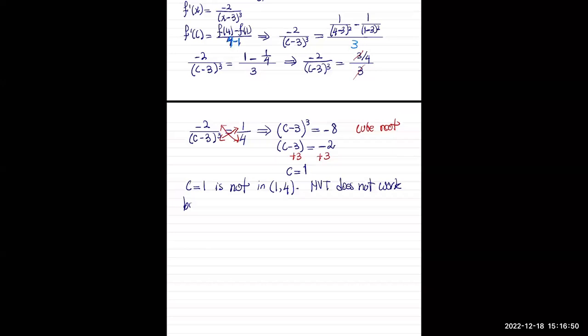Because again, f is not continuous on the closed interval 1 to 4. If you want to use the mean value theorem, the function has to be continuous on a to b and differentiable between a and b.